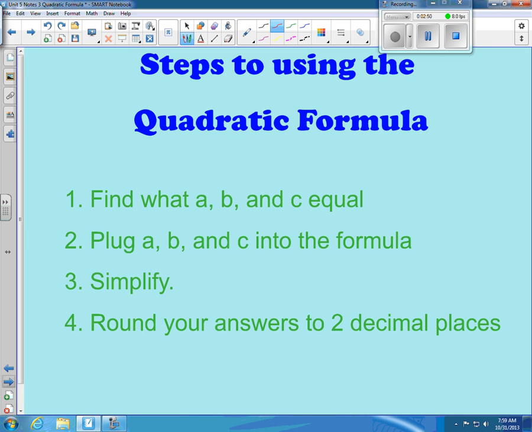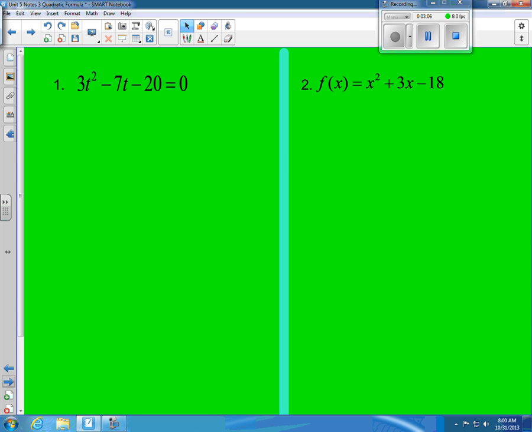All right, here are your steps to the quadratic formula. Go ahead and pause the video right now and get these down. 1 says find what a, b, and c equal. 2 is plug a, b, and c into the formula. 3 is simplify, and 4 is round your answer to two decimal places. So that means some of our answers are going to be decimals, and that's just fine.